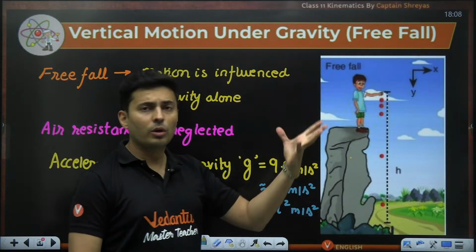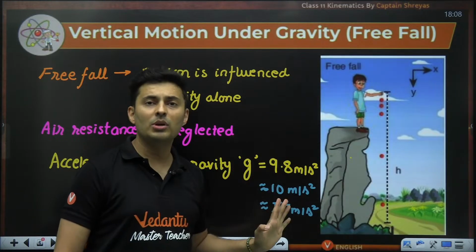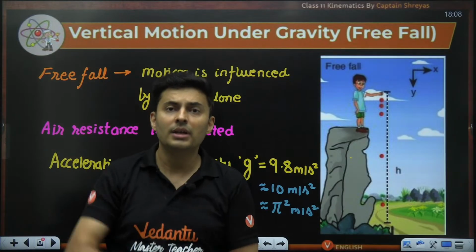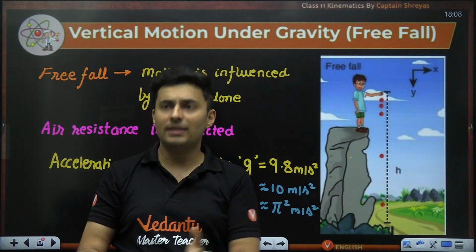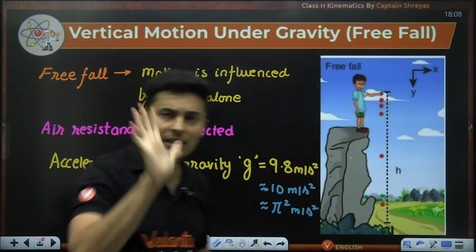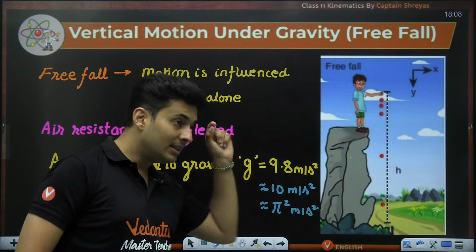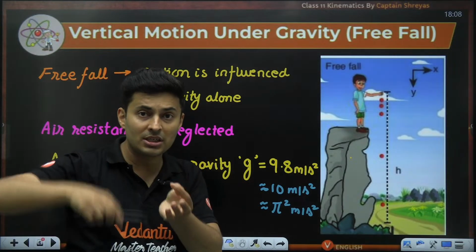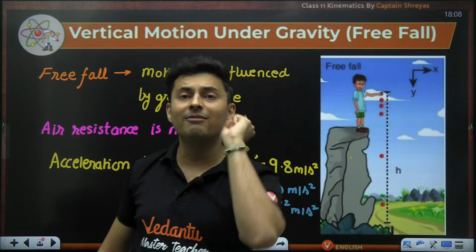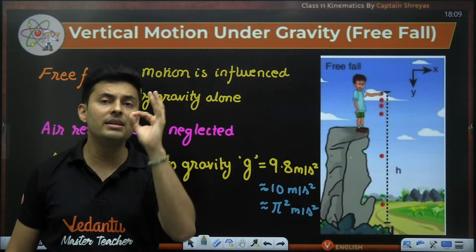So whether you throw a body up or throw a body down, as long as only gravitational pull is there, it is considered motion in free fall. Everything which is just influenced by gravity is motion under free fall. And that acceleration, because the speed keeps on changing. It's not like when I drop, the speed is the same. The speed will keep increasing. So every 1 second, the speed roughly increases by 9.8 meters per second.